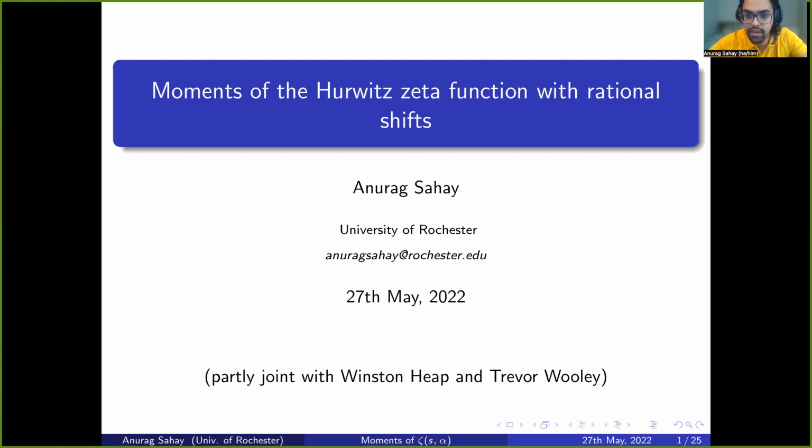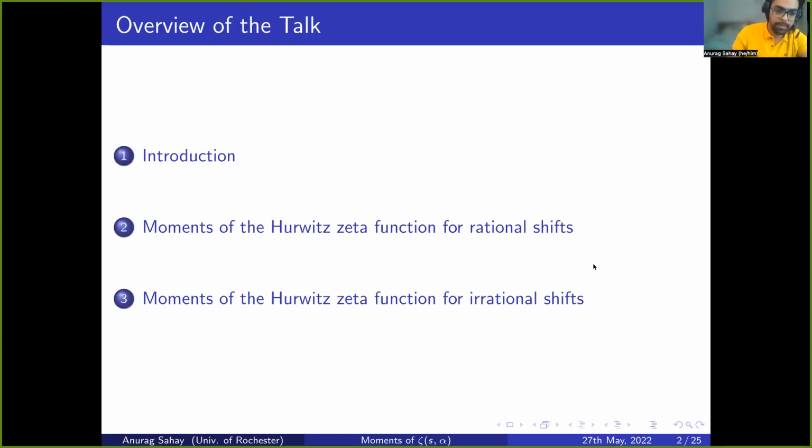So for most of the talk, I'll be speaking about the moments of the Hurwitz zeta function with rational shifts. If I have time in the end, I'll speak a little bit about what happens when you have irrational shifts, and that part will be joint work with Winston Heap and Trevor Woolley. And actually, if you attended Trevor's talk on the first day of the conference, some of what I'll talk about is connected to that.